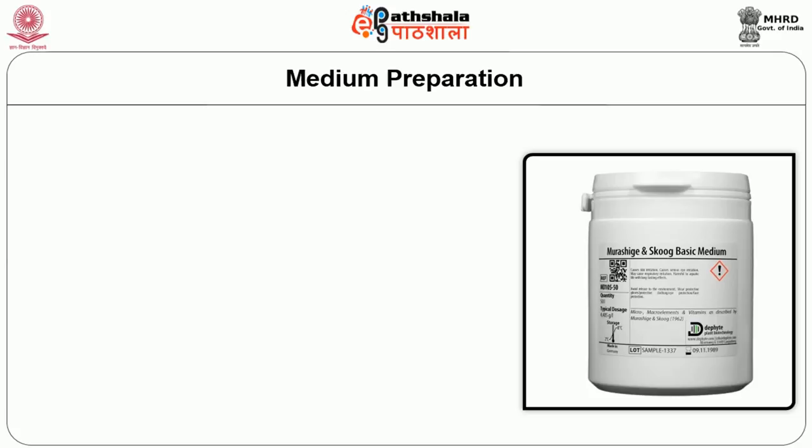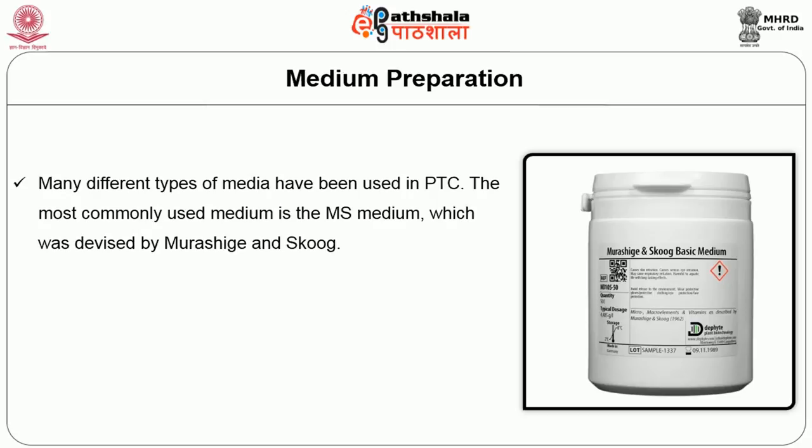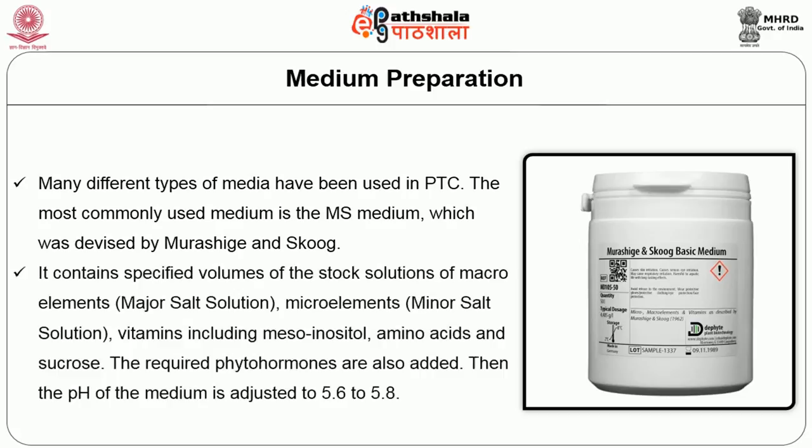Many different types of media have been used in PTC, and the most commonly used medium is MS medium, which was devised by Murashige and Skoog. It contains specified volumes of the stock solutions of macro elements, micro elements, vitamins including mesoinositol, amino acids and sucrose. The required phytohormones are also added. Then, the pH of the medium is adjusted to 5.6 to 5.8.